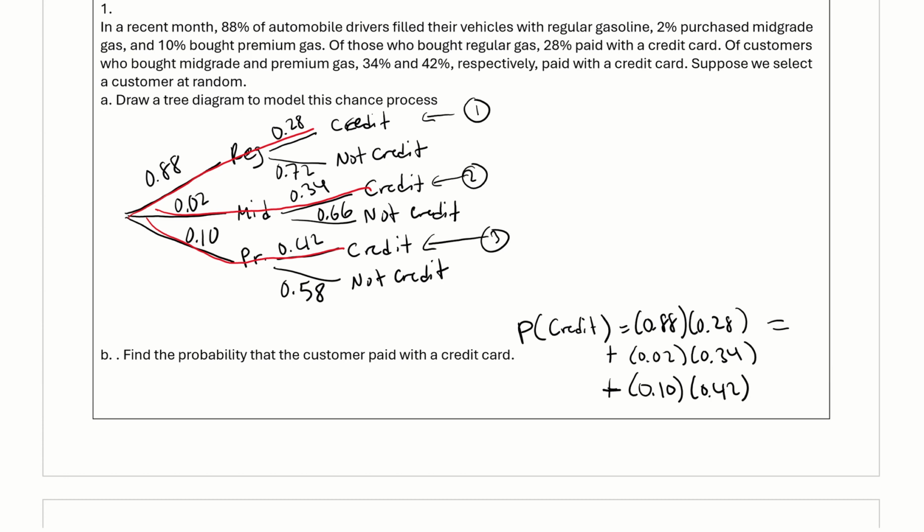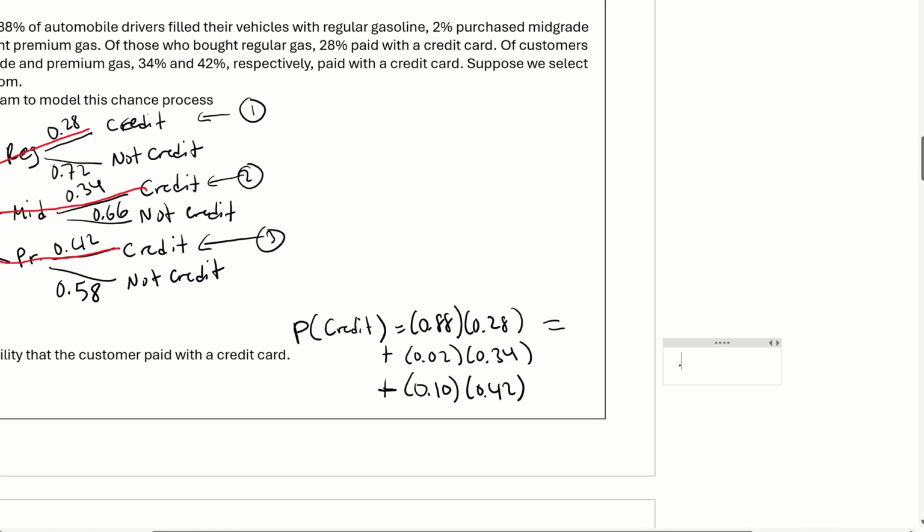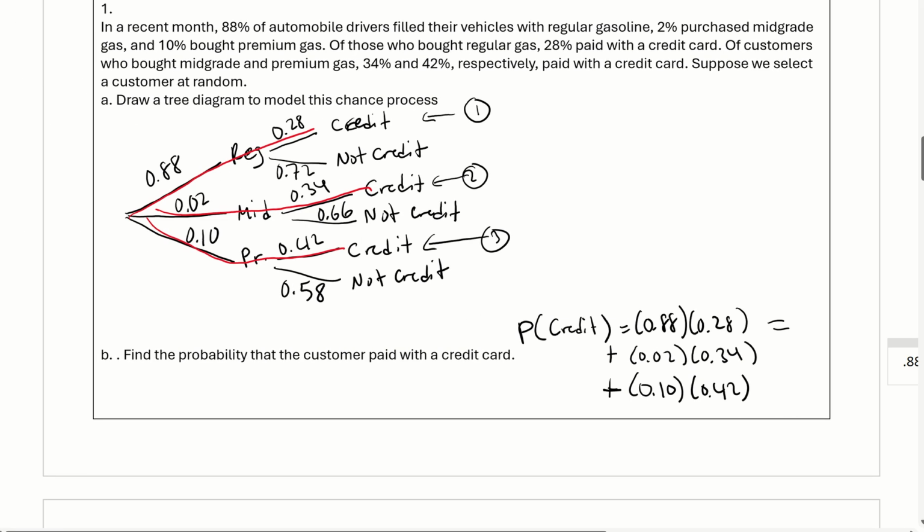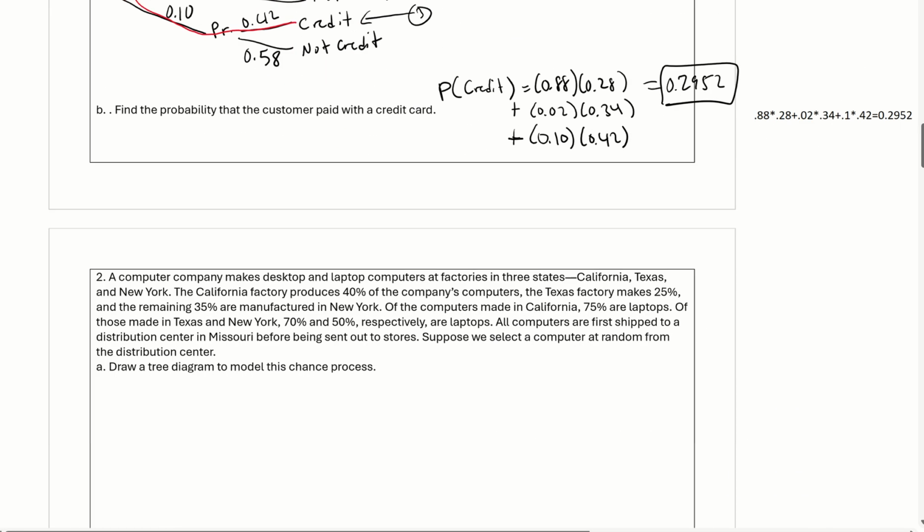All right, and then so you would go ahead and add that together and see what we get. So 0.88 times 0.28. Here, 0.2952. All right, that takes care of that one. So let's look at the next one.